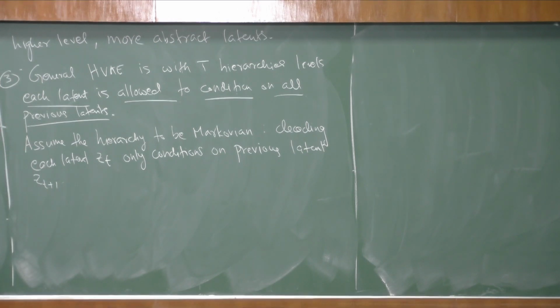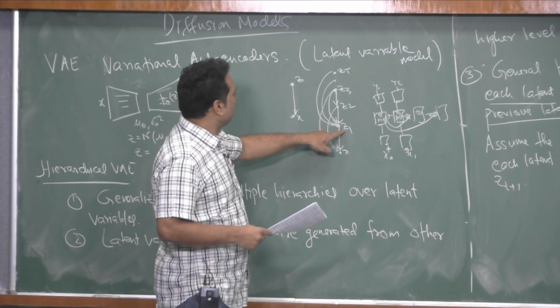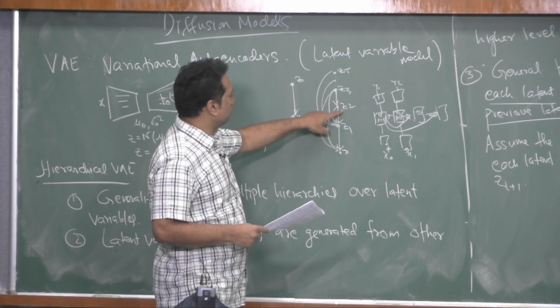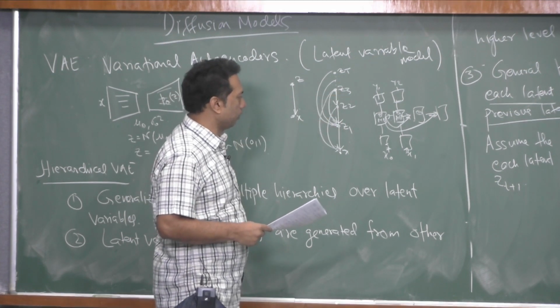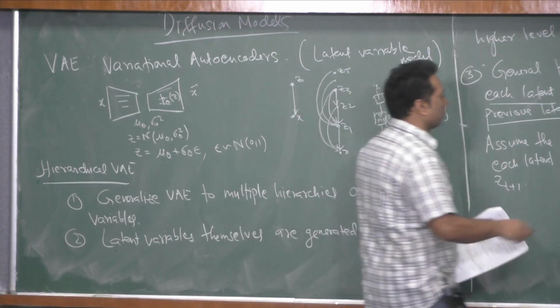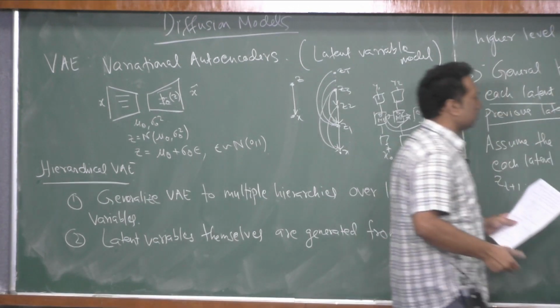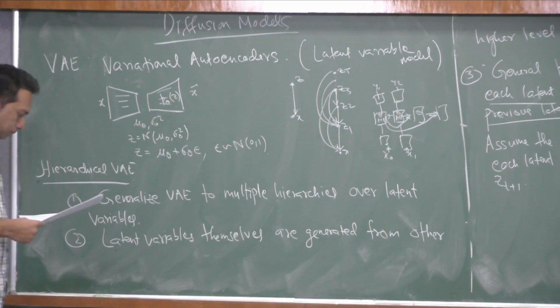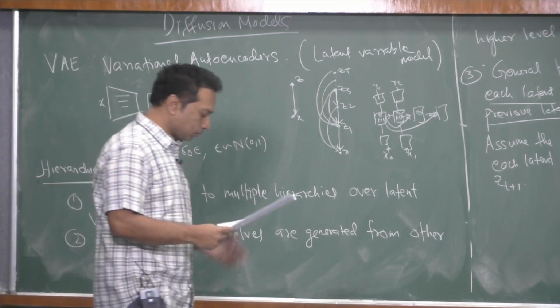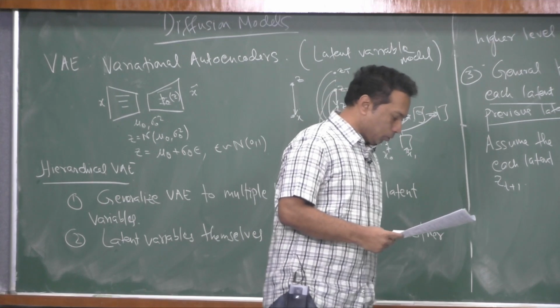Okay, so each latent Z_t depends only on the previous one, Z_{t+1}, not on Z_{t+3} or so on. Okay, so that's the standard Markovian assumption you have. Okay, so we have this idea.